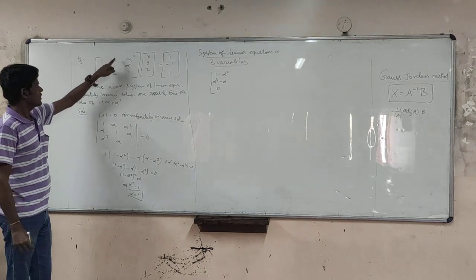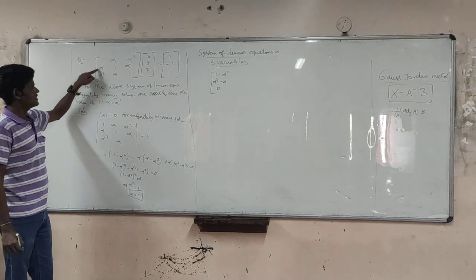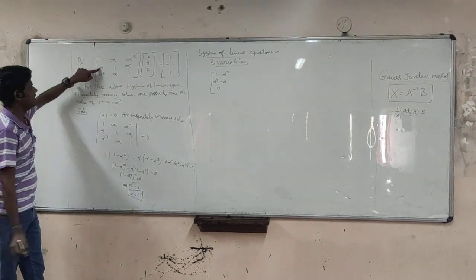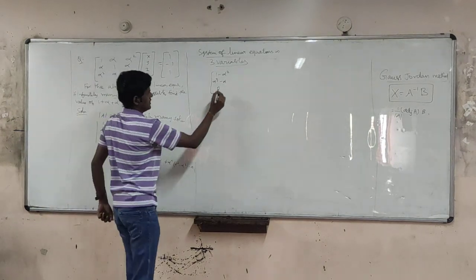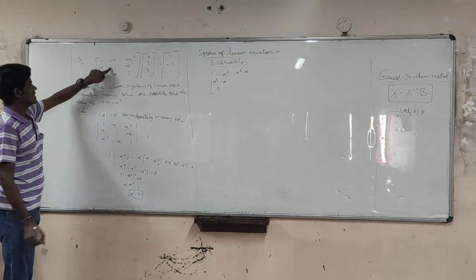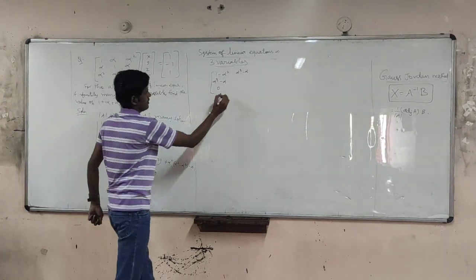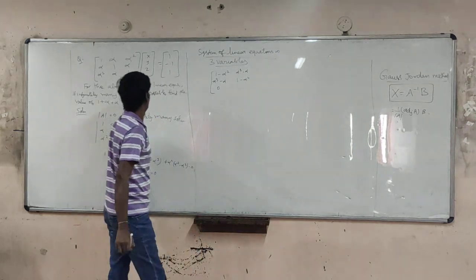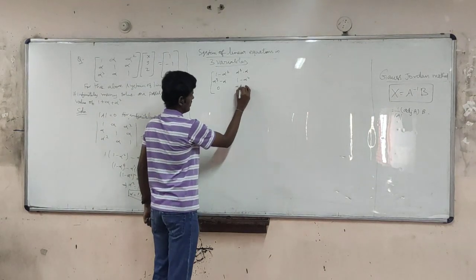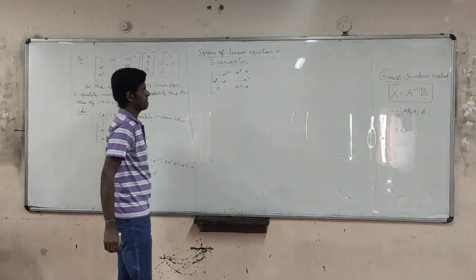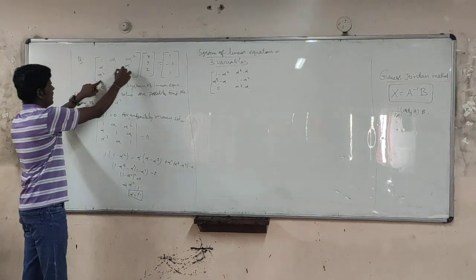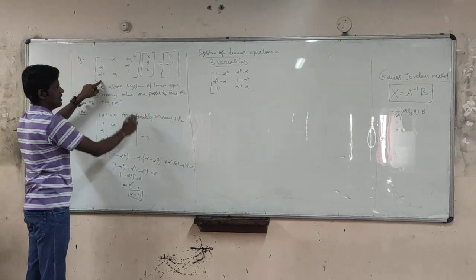Clear, students? Next one is 2, 1, plus. So for 1, 2 I am saying this is a negative sign, alpha minus alpha cube. That means alpha cube minus alpha. This is 1 minus alpha power 4. Alpha minus alpha cube, negative. Alpha cube minus alpha. Next one is alpha minus alpha cube.